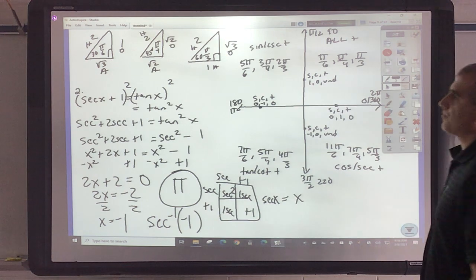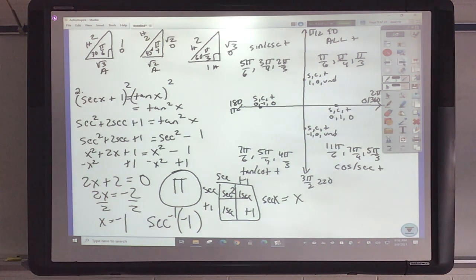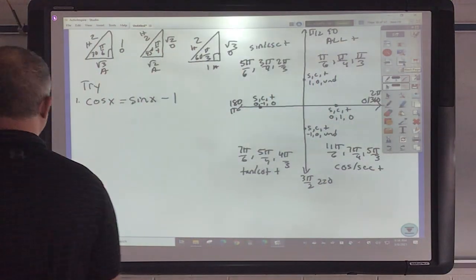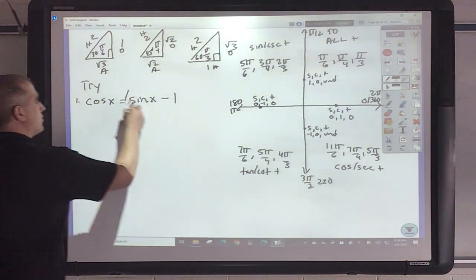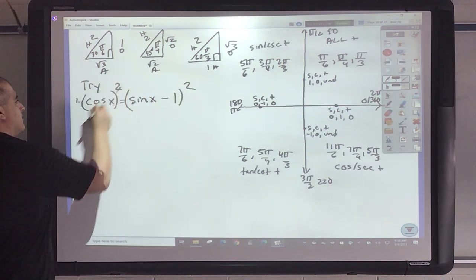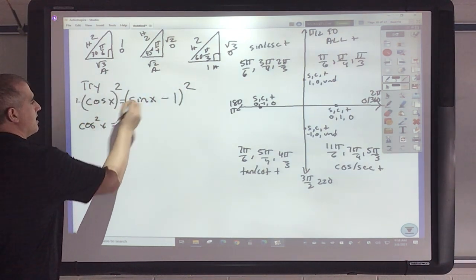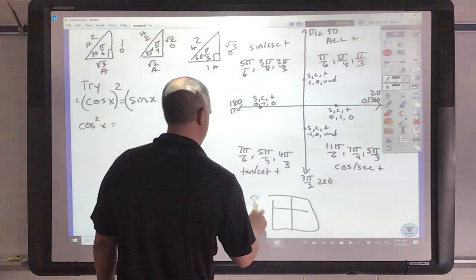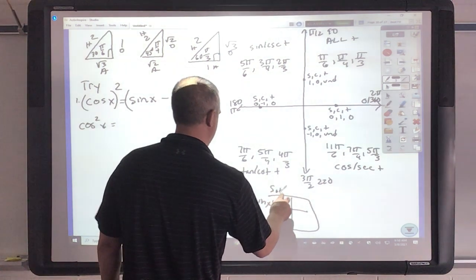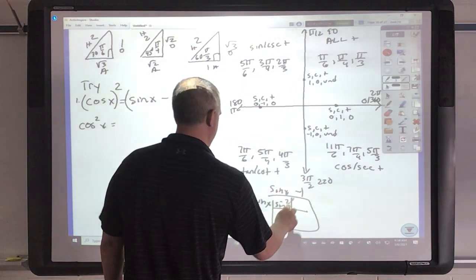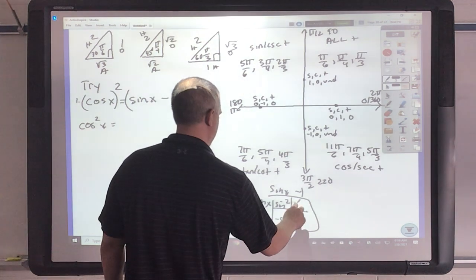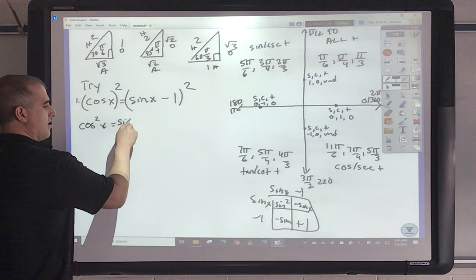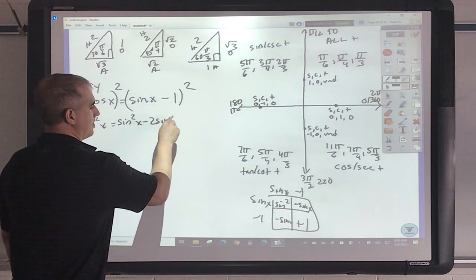So what I'd like you guys to do is go ahead and try this one. Everything's already been moved for you. So what I want to do is square this side, square this side. So that's going to be cosine squared x equaling, if you do a little box down here, sine x minus 1, sine x minus 1. So sine squared minus sine, plus 1. So that's going to be sine squared x minus 2 sine of x plus 1.